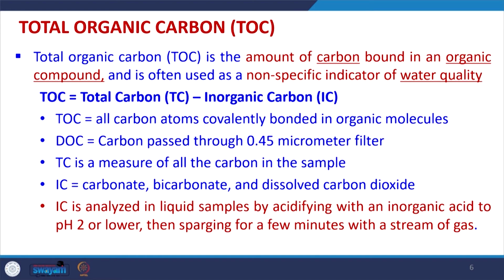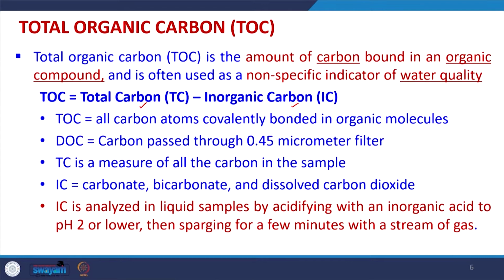Now, there are certain other parameters which are similar to BOD and COD. One of them is called total organic carbon. It is a quick method of estimating the organic content present in the water, and it gives the amount of carbon bound to an organic compound, and it is used as an indicator of water quality. So, TOC is determined as total carbon minus inorganic carbon.